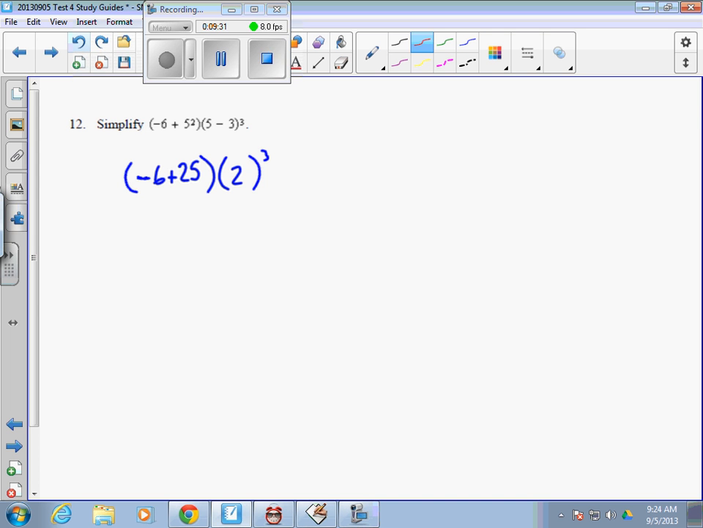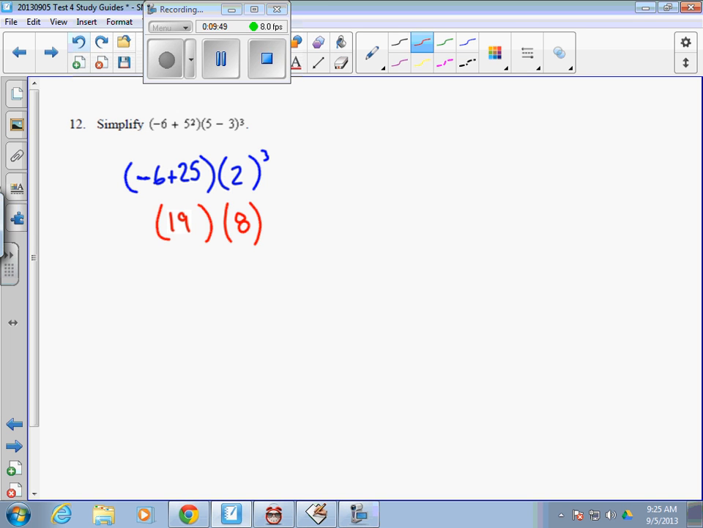Again, do what's inside parentheses first. Negative 6 plus 25 is a positive 19. That's like subtracting 6 from 25. So we have 19 times. We can do 2 cubed in one step right here. 2 times 2 is 4 times 2 is 8.